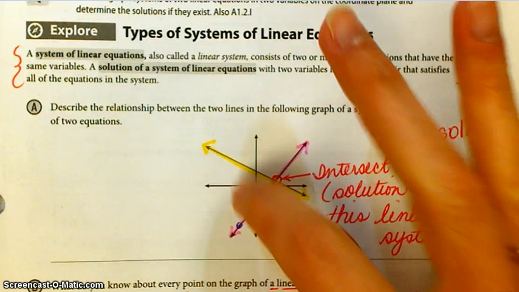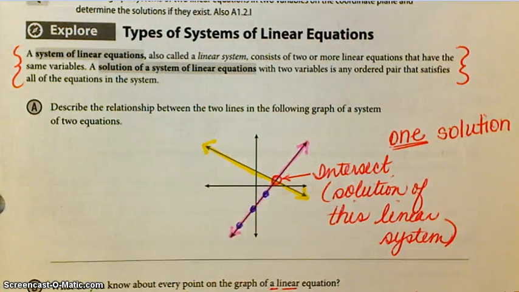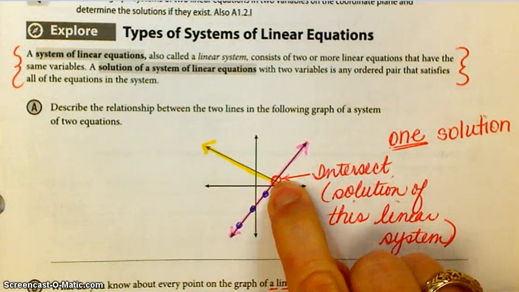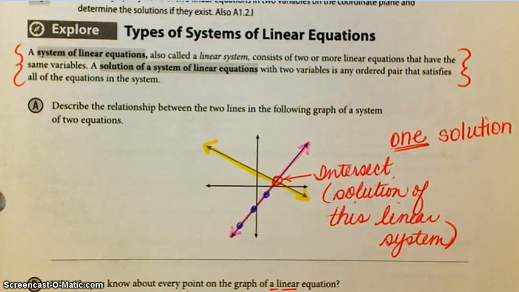Meaning that if I had the equation of both of these lines, there would only be one ordered pair that would make both of those equations true at the same time, okay? And it would be this ordered pair, whatever that is.